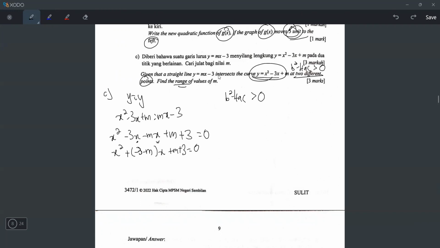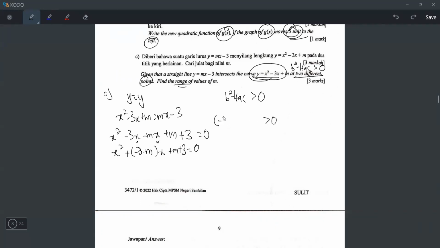It means doesn't matter whether they say touch 2 points or touch 1 point or does not touch, you will always do simultaneous first. If they give you 2 equations, you have to do simultaneous first. Then only you will do b squared minus 4ac bigger than 0 or smaller than 0 or equal 0, depending on the situation. But for this situation, it's 2 different points. That's why it's bigger than 0.